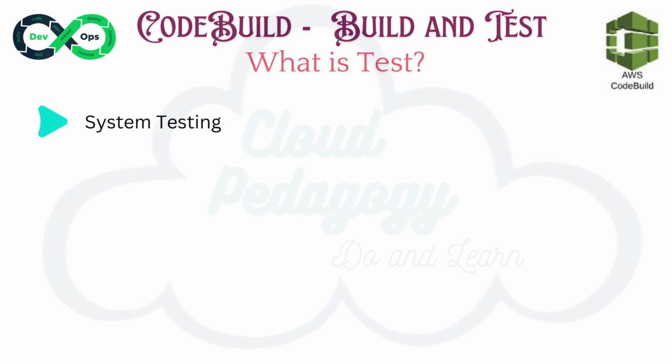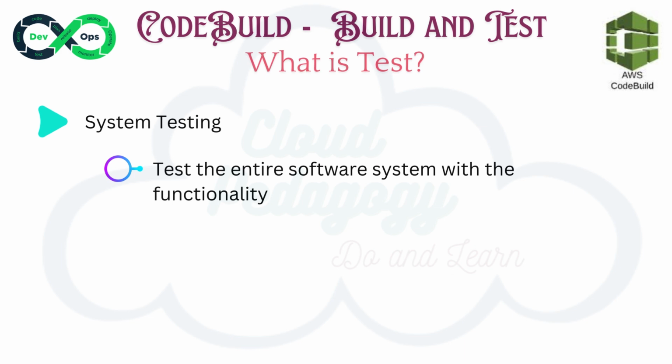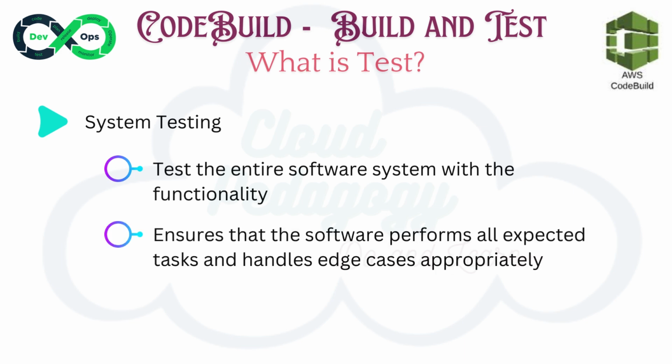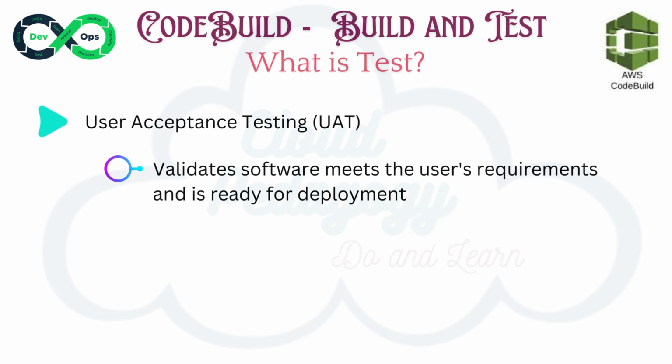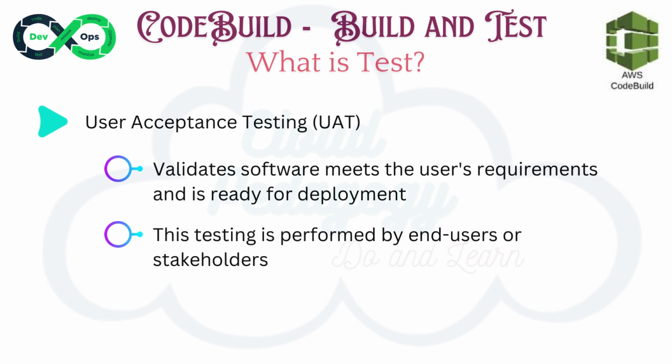Next is system testing. System testing involves testing the entire software system as a whole to verify that it meets the specified requirements. It also checks whether it functions correctly in its intended environment. This testing ensures that the software performs all expected tasks and handles edge cases appropriately. Next, acceptance testing. Acceptance testing, also known as user acceptance testing or UAT, is conducted to validate that the software meets the user's requirements and is ready for deployment. It is often performed by end users or stakeholders to ensure the software meets business needs.